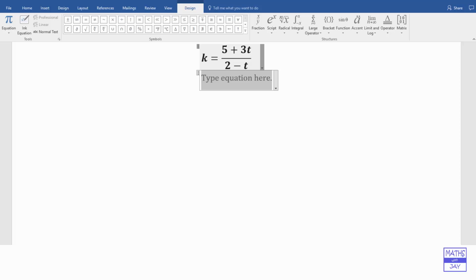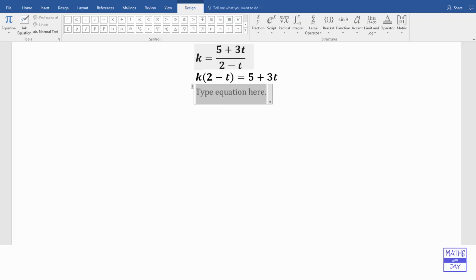So we're going to start off by multiplying across by the denominator. So we will leave the k where it is. And we will open some brackets here. So we'll put the 2 minus t inside the brackets. And then we've got equals, and then that's going to be, we don't need brackets for the numerator, do we? So that's going to be 5 plus 3t. And then shift and enter again.